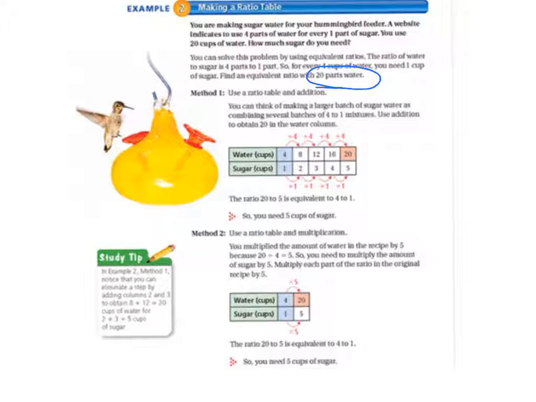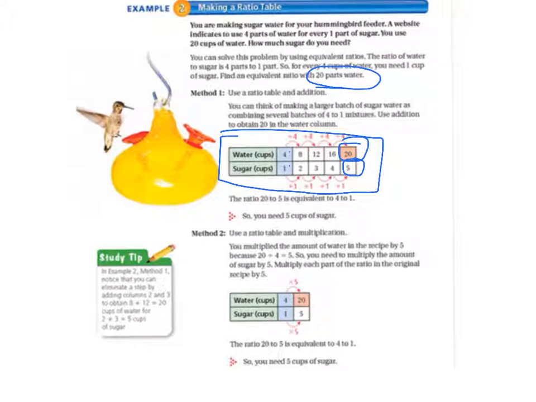So as you can see, they've made the table for us. We have water in the first batch with 4 cups and sugar with 1 cup. In the second batch, we have 8 cups of water and 2 cups of sugar. Third batch, we have 12 cups and 3 cups. And the fourth batch, we have 16 and 4. And finally, we have 20 cups of water and 5 cups of sugar.